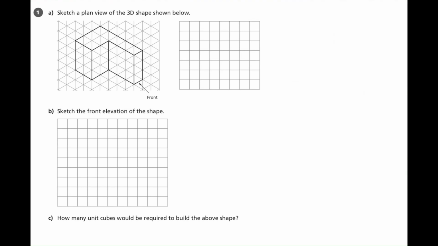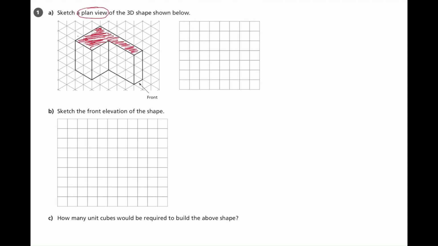In this question, we're asked to sketch a plan view of the object. The plan is what we see when we look down on an object. So we're going to see the part shaded red. We need to sketch this.